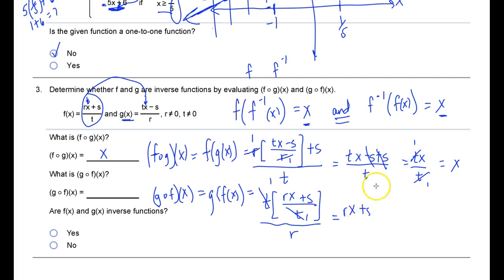Oh, I forgot the minus s here. So let me, forgot about that. Sorry, y'all. So you have a minus s that's here.